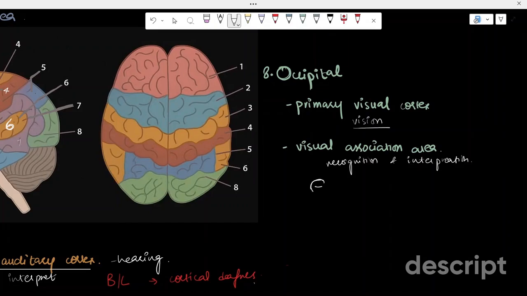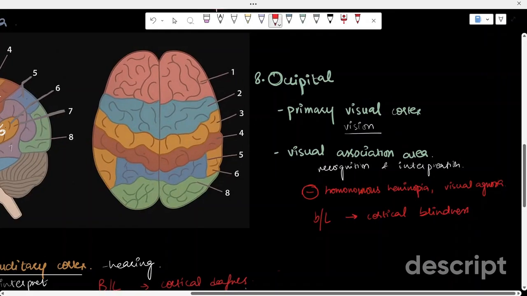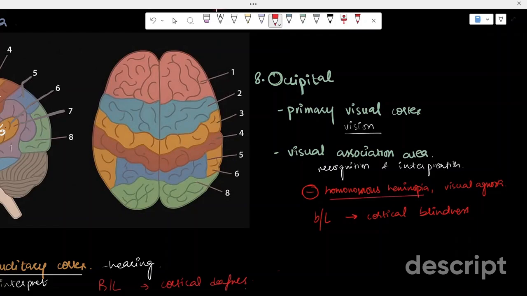If there is a lesion of the occipital lobe, it can result in contralateral homonymous hemianopia, and also visual agnosia. If there is a bilateral lesion, it will result in cortical blindness. So the lesions: homonymous hemianopia, contralaterally; visual agnosia; and bilateral cortical blindness.